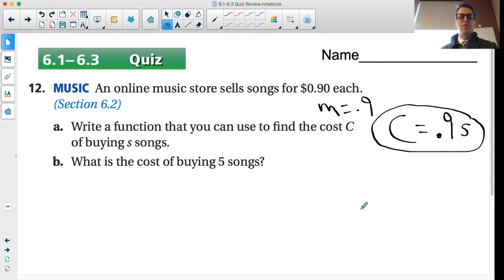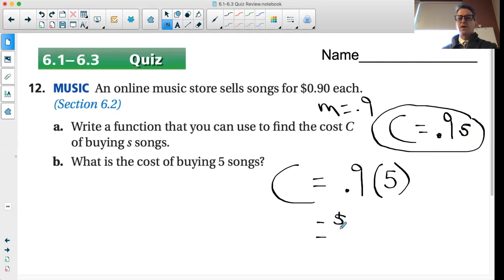Then with number 12, letter B, what is the cost of buying 5 songs? Okay, so go ahead and take 5. We've got our equation, and we're going to substitute in for S. This is an S, not a 5, okay? Don't get that mixed up. We're going to substitute in for S the number of songs, which is 5. So they only bought 5 songs online, and that would be $4.50. 9 times 5 is 45. So it'd be $4.50 for 5 songs for number 12.